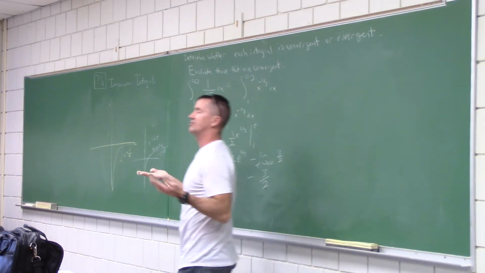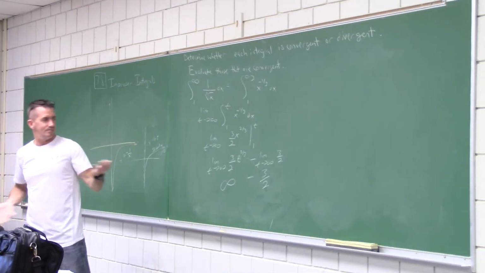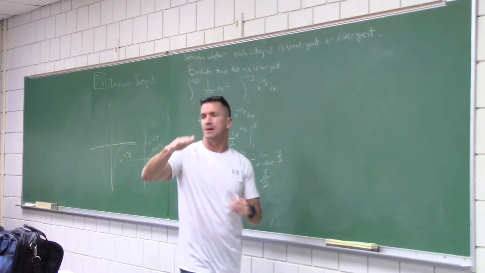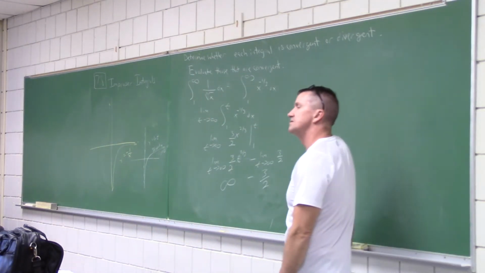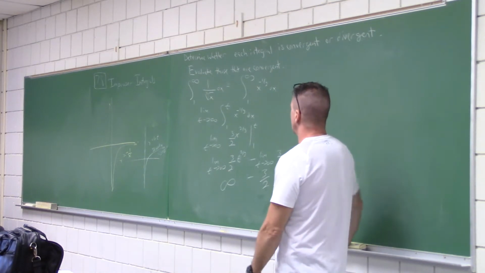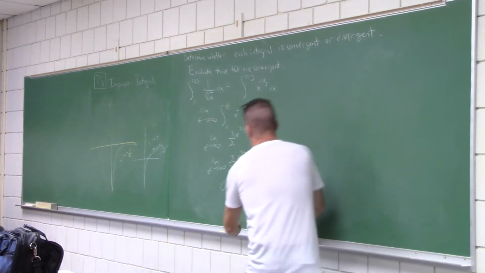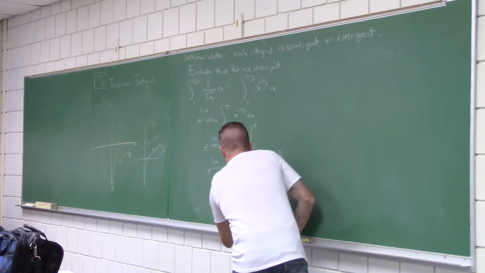We're familiar with y equals square root of x, right? But that's not a common function that comes up all the time. Y equals x to the 2/3. And you look at it. So what's the answer? Diverges.